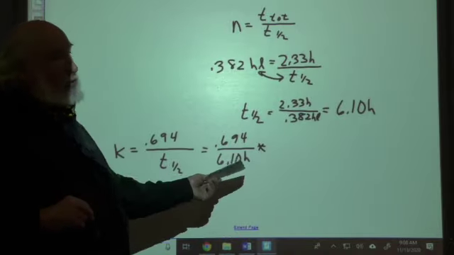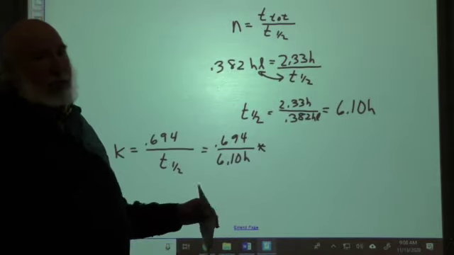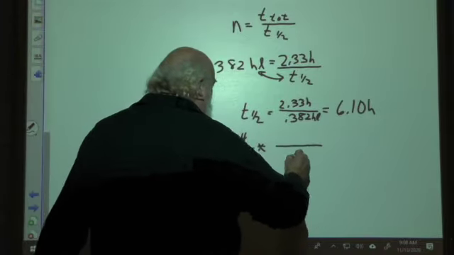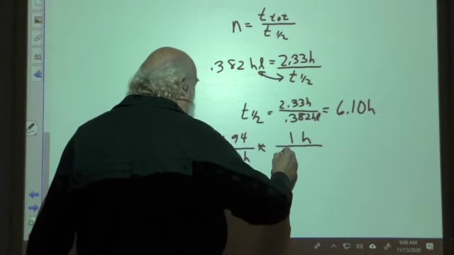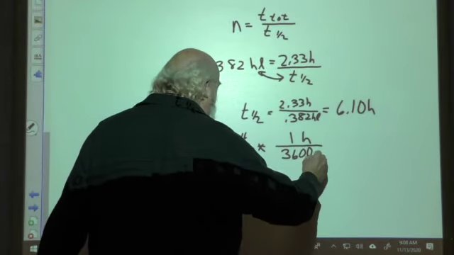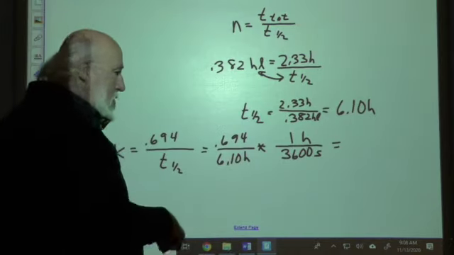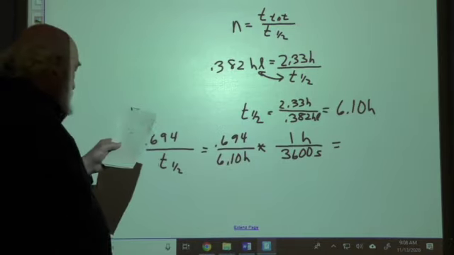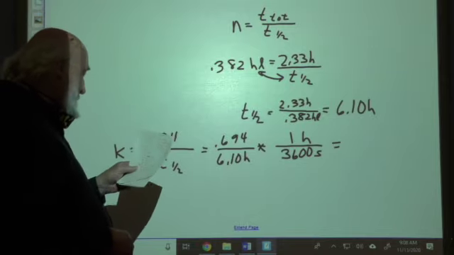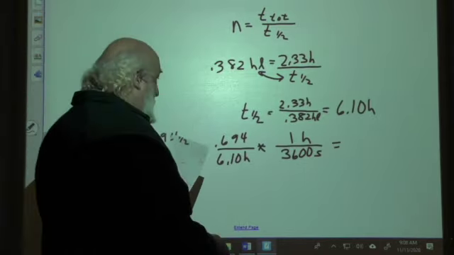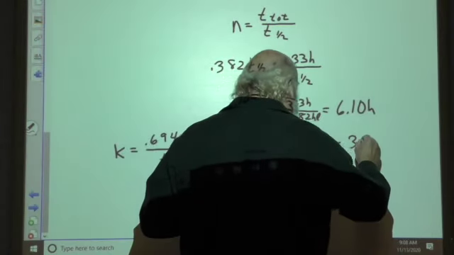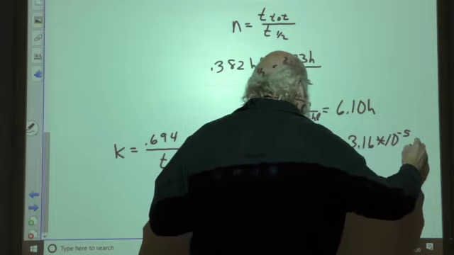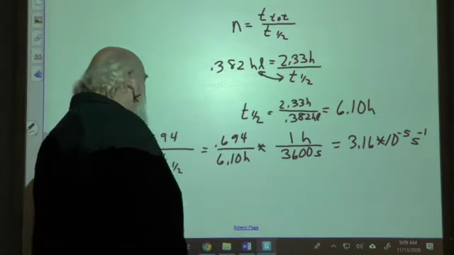But, and there's always that big but, we need to change this to seconds. We want K in terms of seconds to the -1. So this is just a conversion problem, and we can do that in one step. I hope we all realize that there's 3,600 seconds in an hour. If not, I want you to sit in front of the clock and count the seconds that go by in 1 complete hour. I'm sure that'll be a lot of fun for you. And we end up with 3.16 times 10 to the -5th seconds to the -1, and there is your value of K.